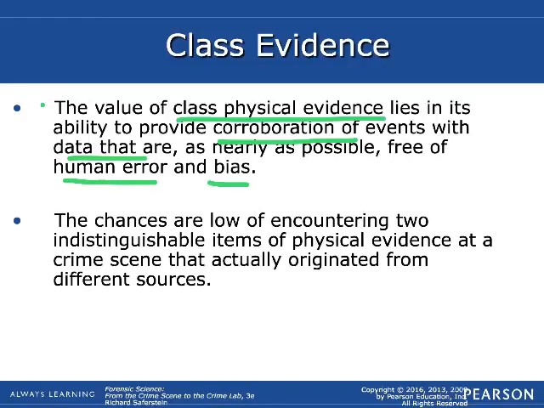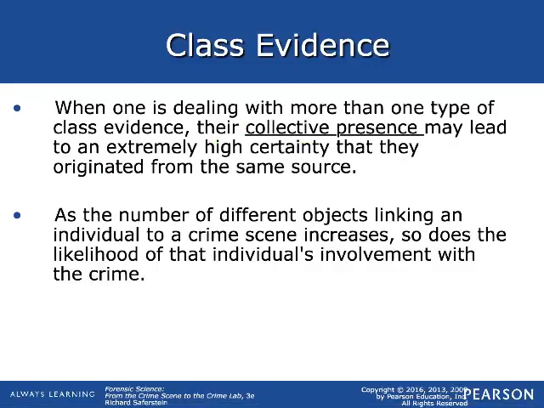Okay, the chances are low of encountering two indistinguishable items of physical evidence at a crime scene that actually originated from different sources. So the idea behind class evidence is that they're going to have a collective presence. When one is dealing with more than one type of class evidence, their collective presence may lead to extremely high certainty that they originated from the same source. So if you have Uggs, and then they had blonde hair, you can just kind of layer things up, and that helps.